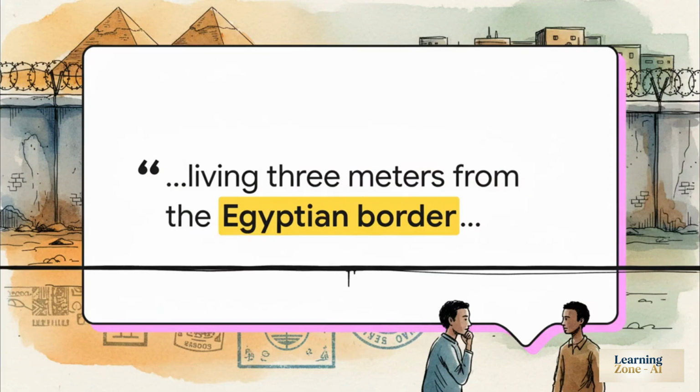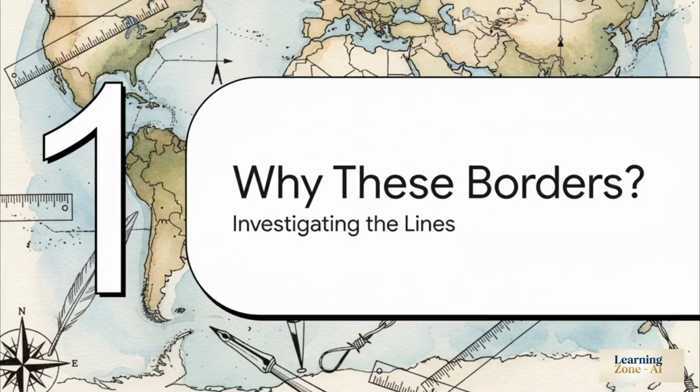And look, this isn't some hypothetical riddle. It's the real everyday life for so many people. The source material we're looking at talks about someone living literally 3 meters from the Egyptian border. For them, that line defines their whole world, their identity, their daily routine, everything. So that brings us to the big question, right? Why these borders? Why are the lines drawn exactly where they are? Let's dig in and find out.